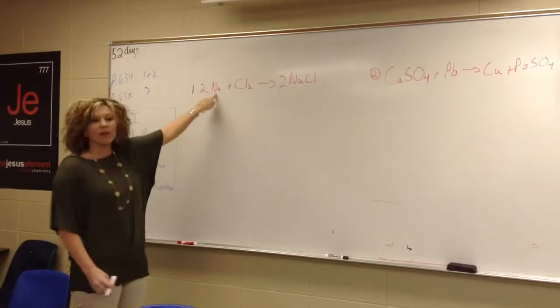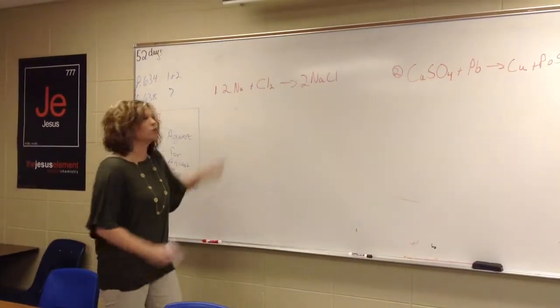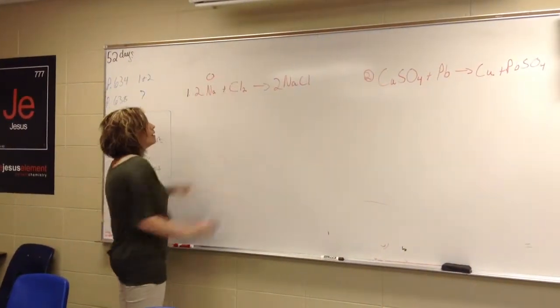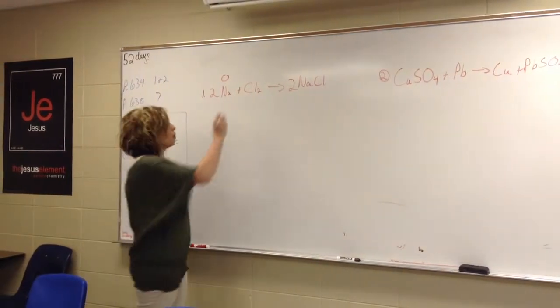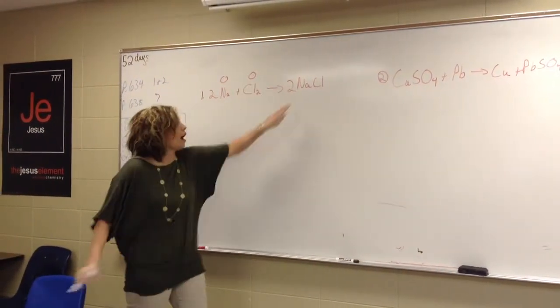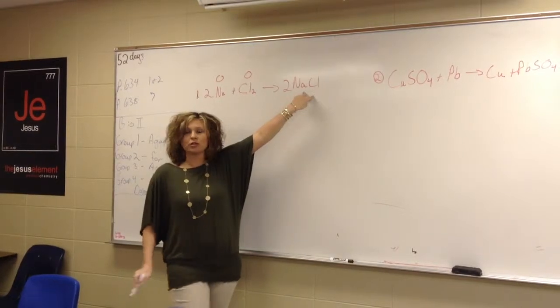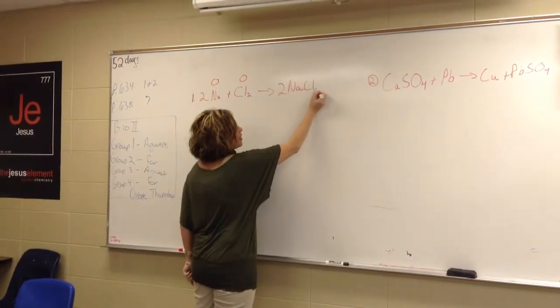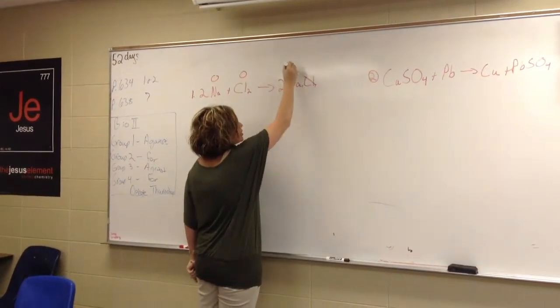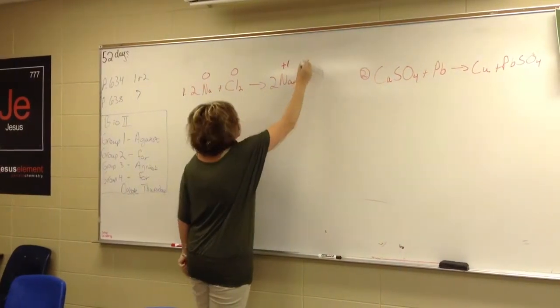Alright, the first one, if it's by itself, that means it's neutral, so we're going to put a 0 on top. It's by itself, it's neutral, we're going to put a 0 on top. Alright, now right here, you have to do your backwards crisscross. Remember, these are understood 1 right here, so this is going to be a positive 1 and a negative 1.